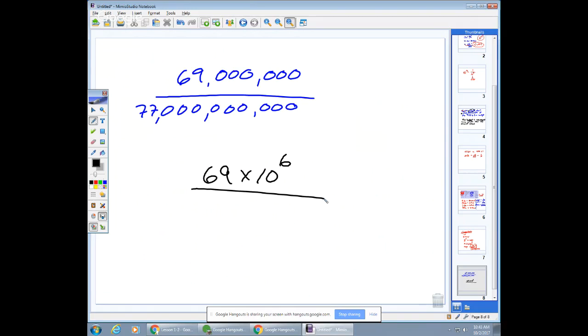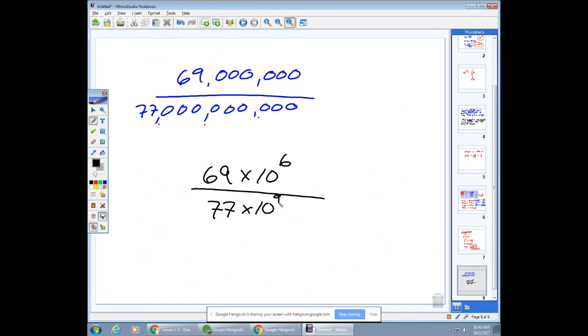Okay. Underneath, that's 77 billion. A billion is 10 to what power? 9th. Trillion is 12th. Okay. And we can look up here and count. 1, 2, 3, 1, 2, 3, 4, 5, 6, 7, 8, 9 places. So I'm going to call that 77 times 10 to the 9th.